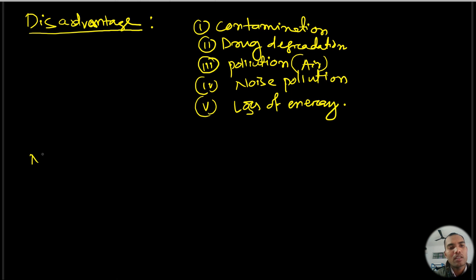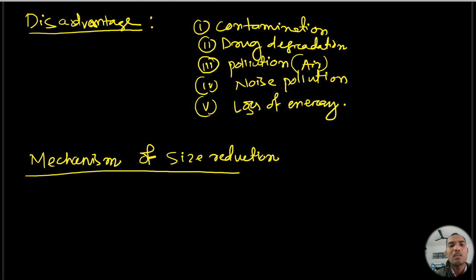Now what are the mechanisms of size reduction? What are the mechanisms through which we can reduce the sizes? The first one will be the impact. As the name suggests, impact means sudden applying of force. So in a very small time, if we apply large force, that will be called impact.